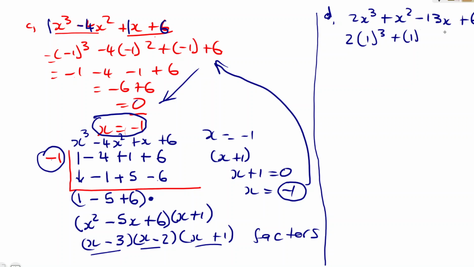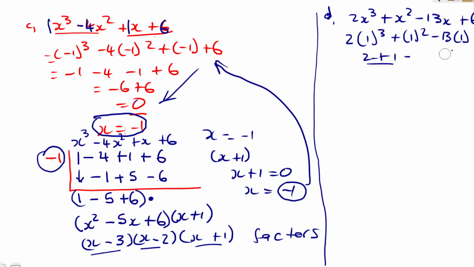If you substitute by 1, what do we get here? This is 2 times 1 squared, that is negative 13 plus 6. Now you can see you can't get a 0 here because this is 3, this is 9. It's not going to give you a 0, so you don't have to calculate this one.